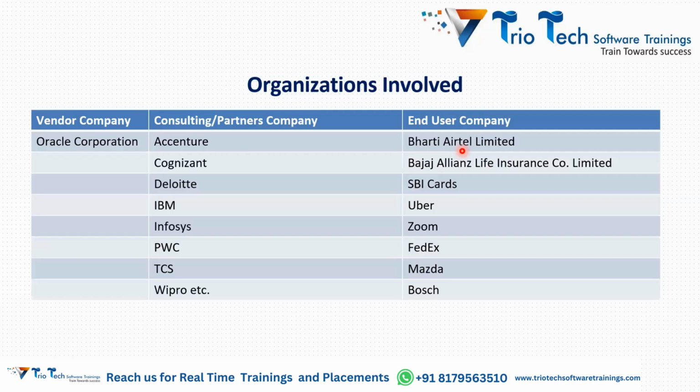Some of the renowned examples: Bharti Airtel Limited, SBI Cards, Uber US, Zoom US, FedEx, Mazda, Bosch, right? And multiple other big giant examples you'll be able to see. Just Google it and you'll be able to find a huge list of companies, some of the very renowned names across the globe.